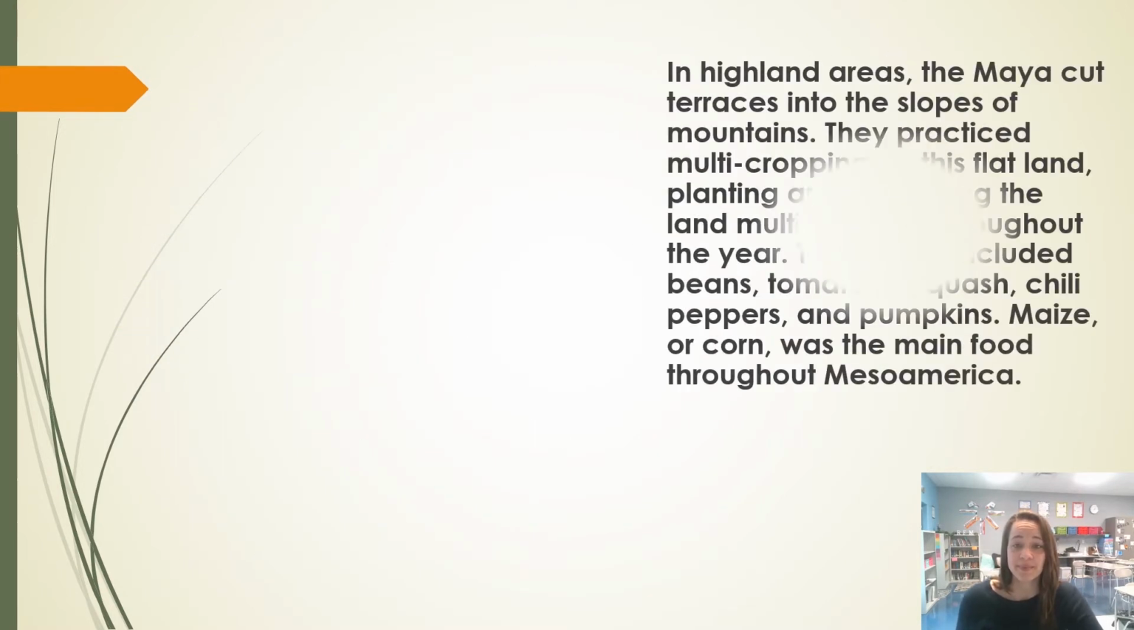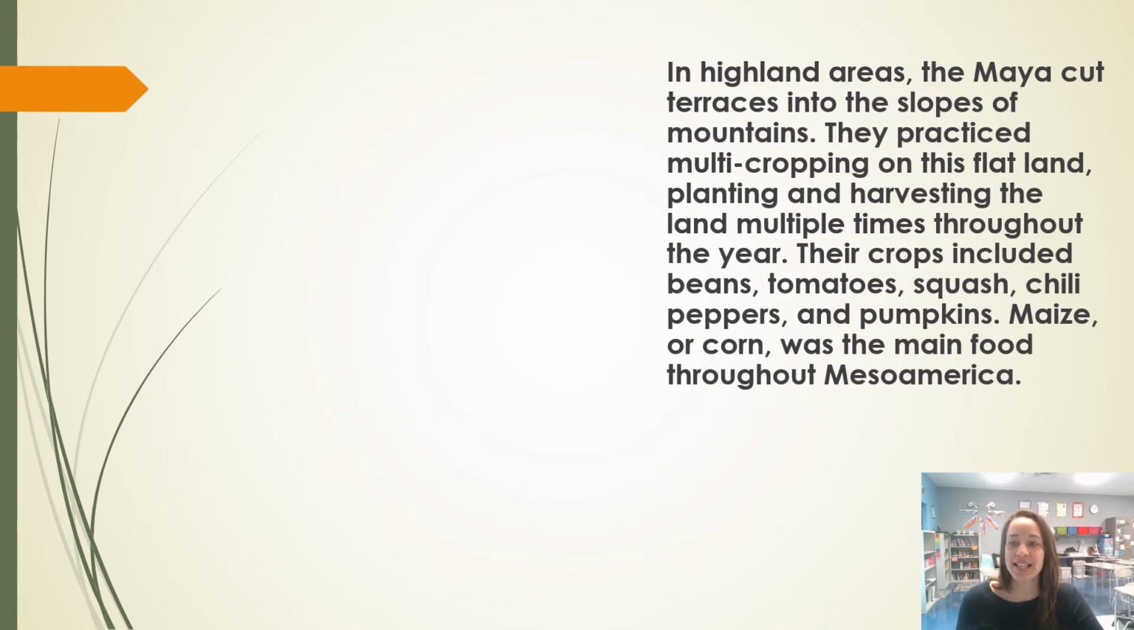Let's continue. In highland areas, the Maya cut terraces into the slopes of mountains. They practiced multi-cropping on this flat land, planting and harvesting the land multiple times throughout the year. Their crops included beans, tomatoes, squash, chili peppers, and pumpkins. Maize or corn was the main food throughout Mesoamerica.